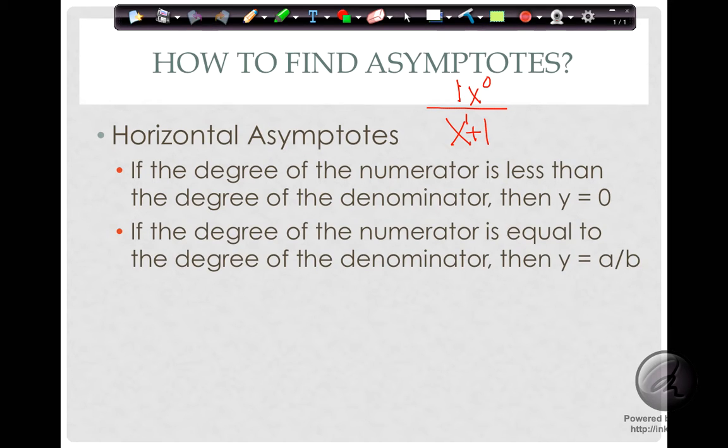If your degrees are equal, let's say I had 2x squared minus 3x plus 1 over 6x squared minus 2x minus 7. If the degrees are equal, which they are because I have squares, then it's the ratio of leading coefficients. So my horizontal asymptote in this case would be y equals 2 over 6, which is 1 over 3.